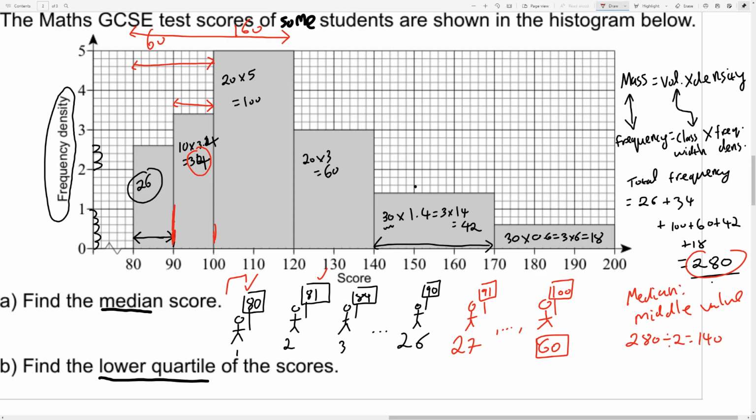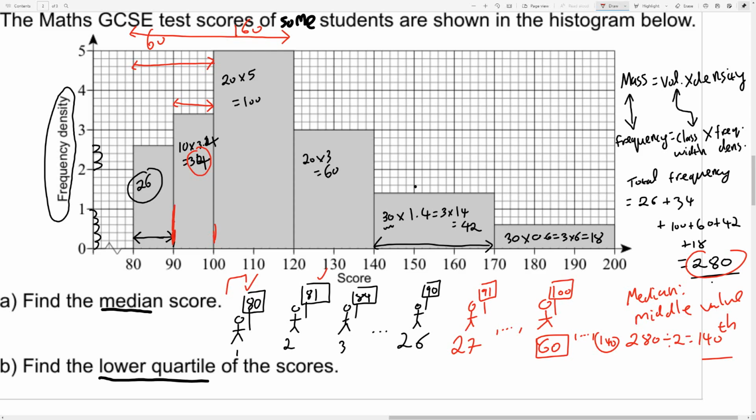And then, we know that the 140th person, that person will be the median. Okay, their score will be the median score. Okay, so we need to find the 140th value. Well, you can probably tell me now where the 140th value is going to be in terms of which bar it's going to be in.